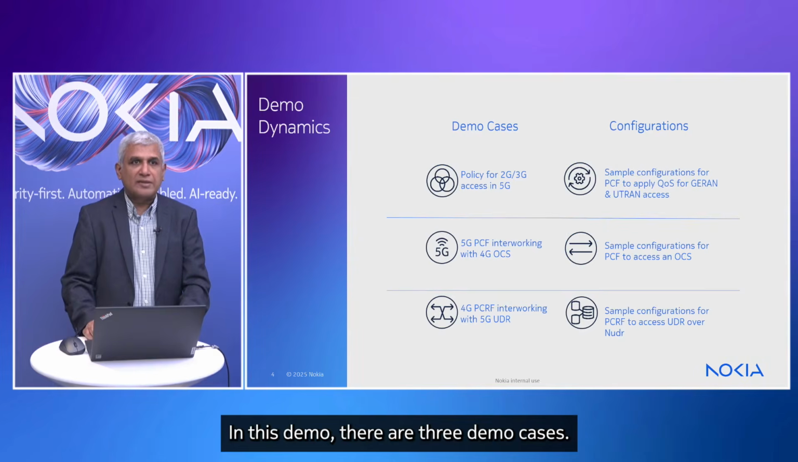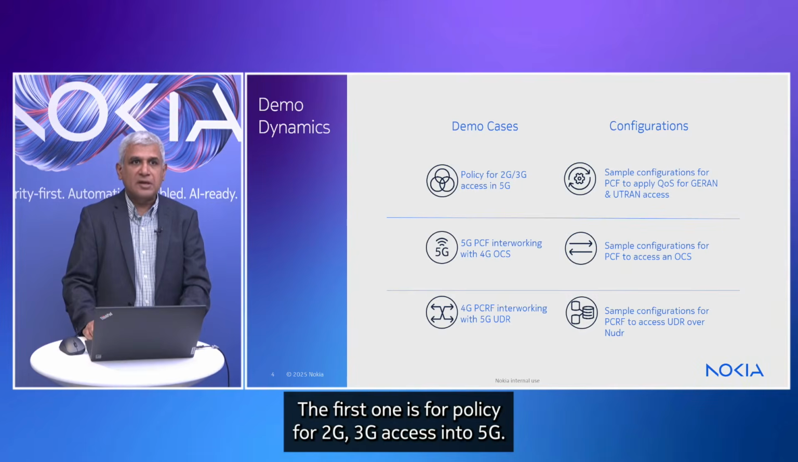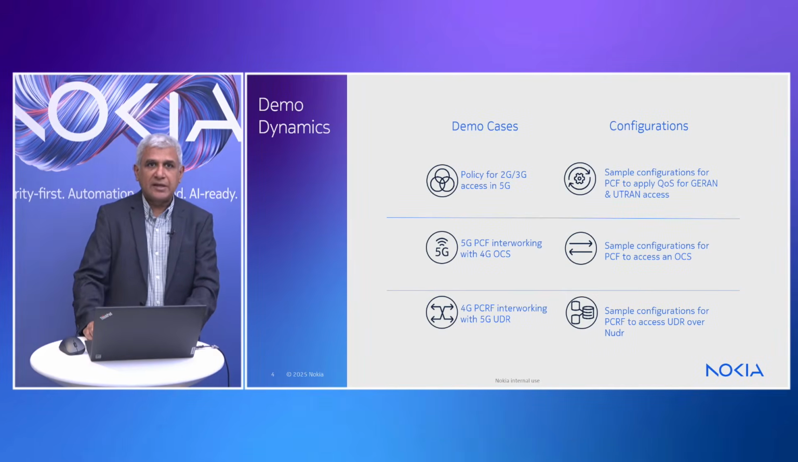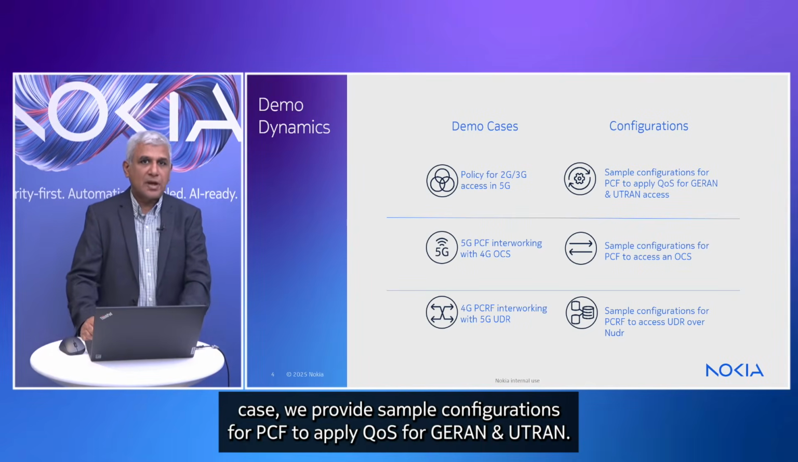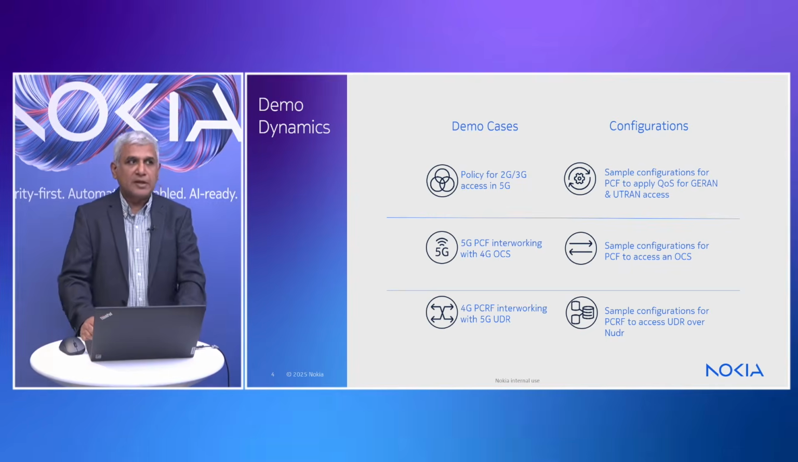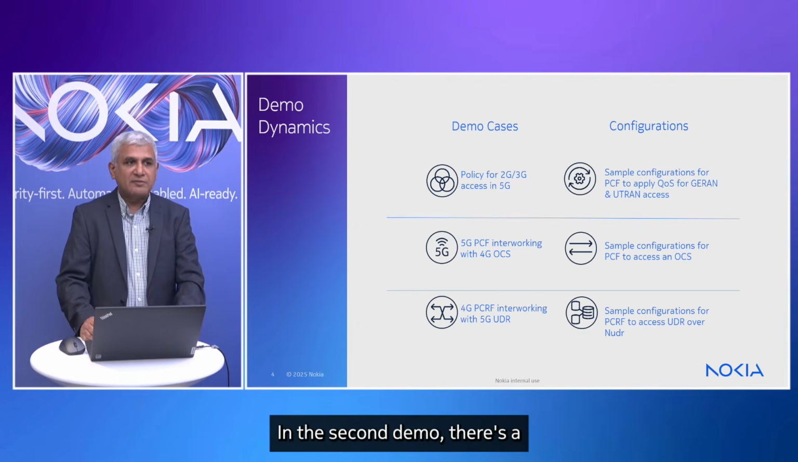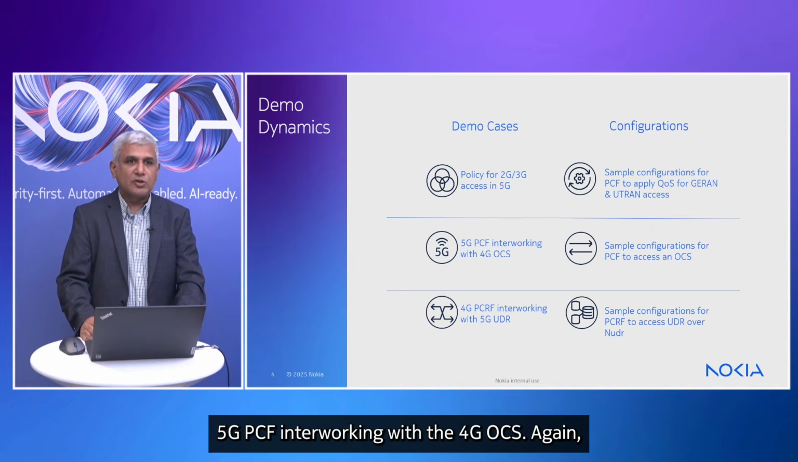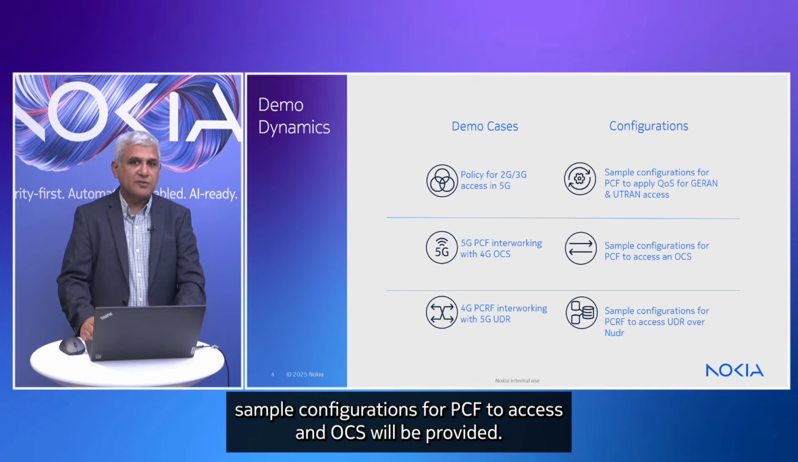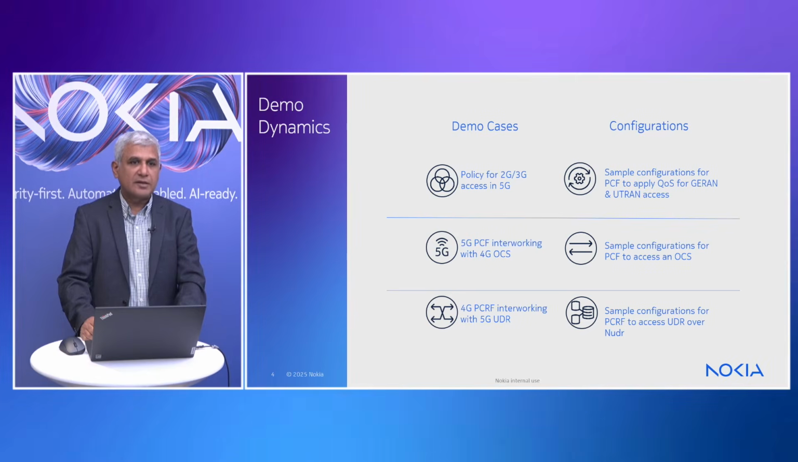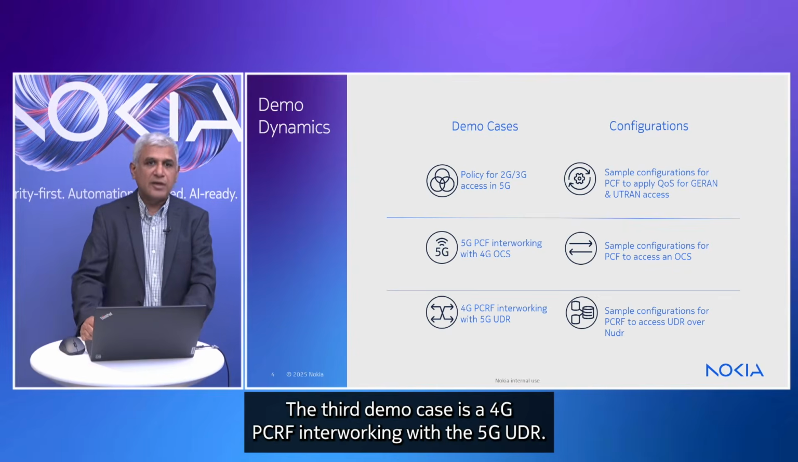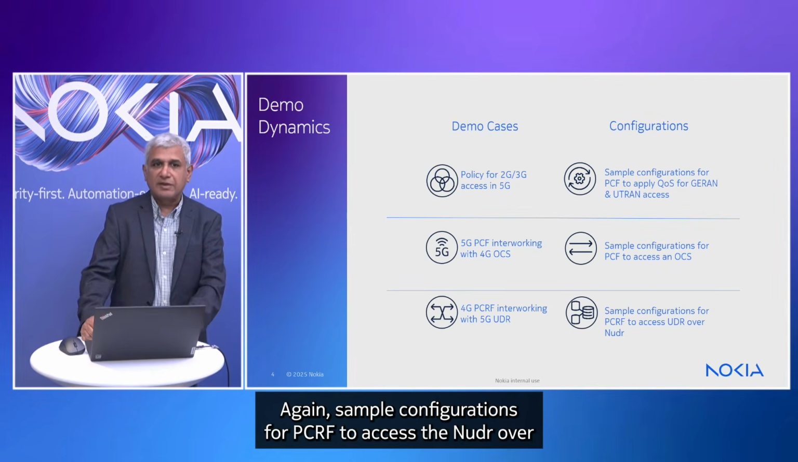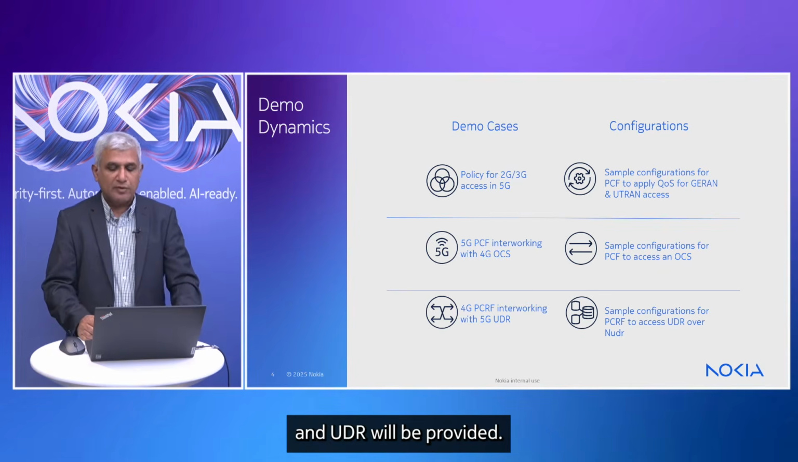In this demo, there are 3 demo cases. The first one is for policy for 2G, 3G access in a 5G. In this case, we provide sample configurations for PCF to apply QoS for GERAN and UTRAN. In the second demo, there's a 5G PCF interworking with a 4G OCS. Again, sample configurations for PCF to access an OCS will be provided. The third demo case is a 4G PCRF interworking with the 5G UDR. Again, sample configurations for PCRF to access the UDR over Nudr will be provided.